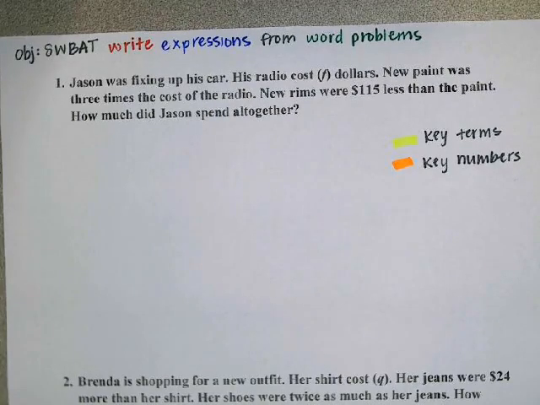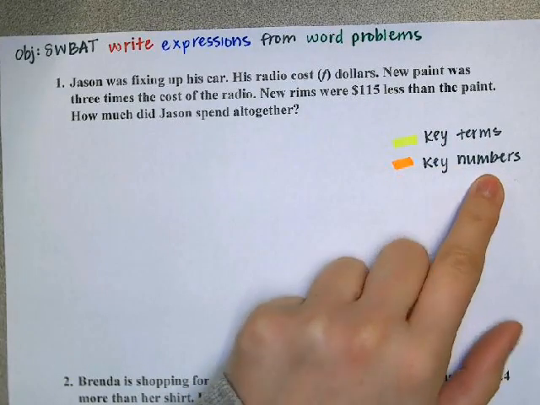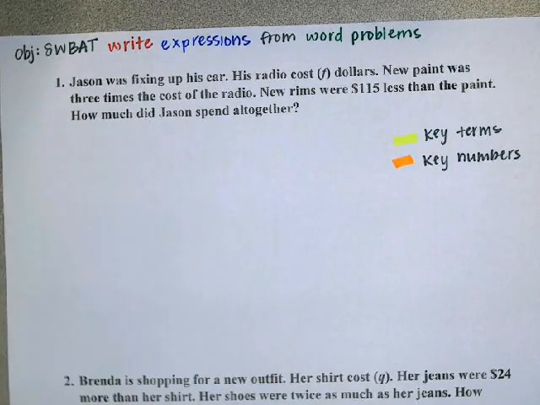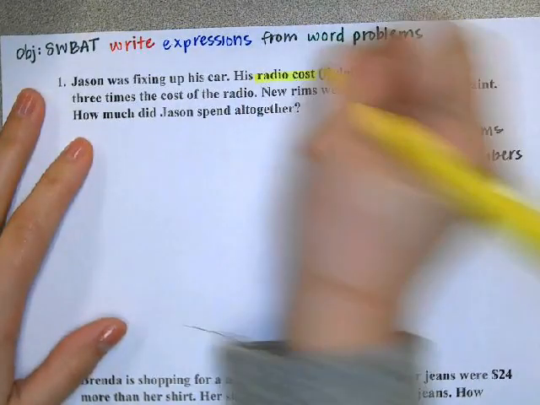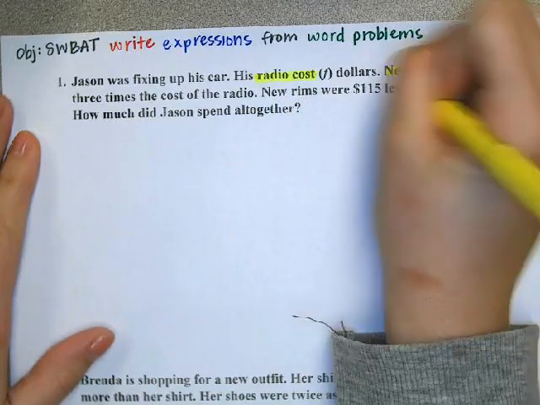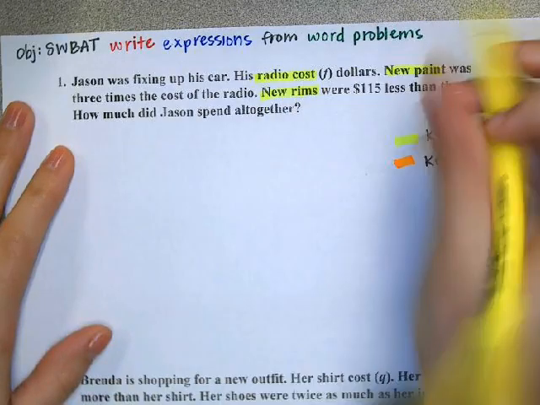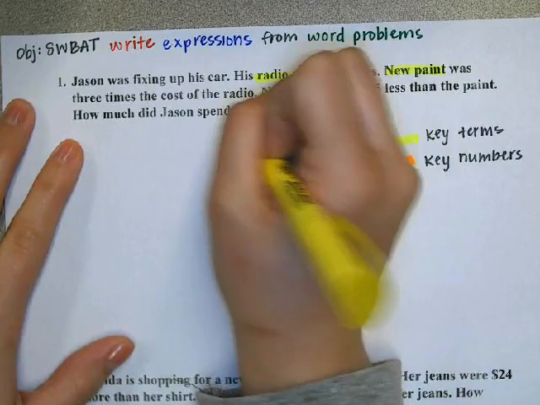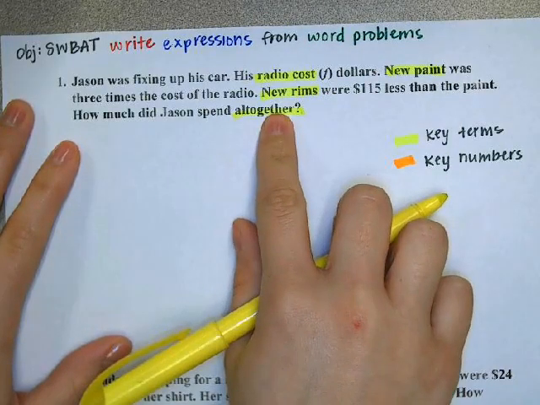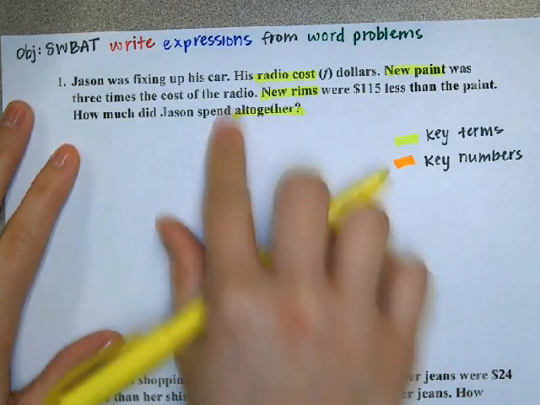So then I'm going to go back through and I'm going to highlight key terms with yellow, and orange is going to be my key numbers. So I'm going to read it one more time and highlight my key terms. Jason was fixing up his car. His radio cost $F. New paint was 3 times the cost of the radio. New rims were $115 less than the paint. How much did Jason spend altogether? And I'm just going to highlight altogether, and that tells me that I want to add or find the total.